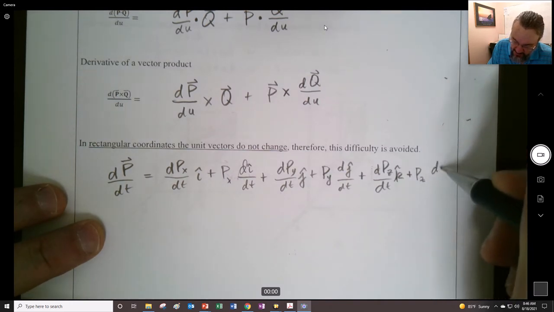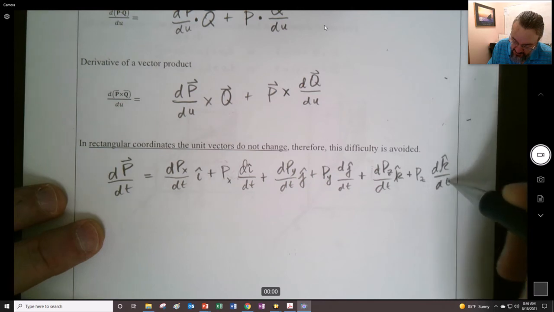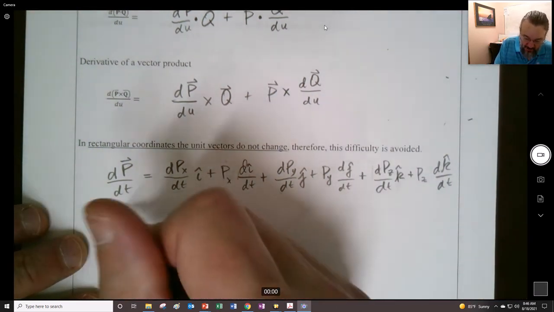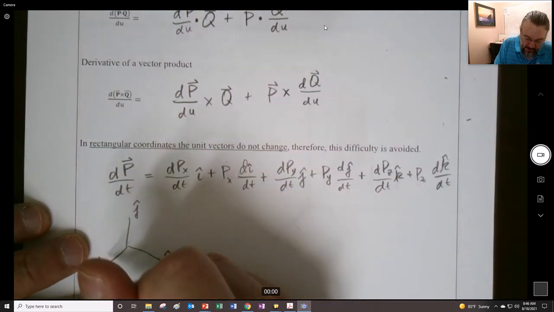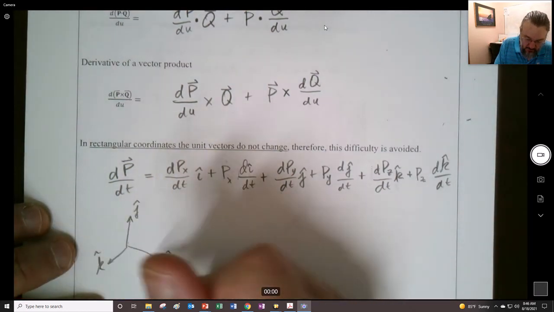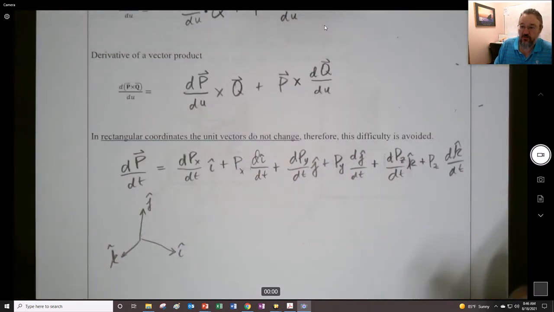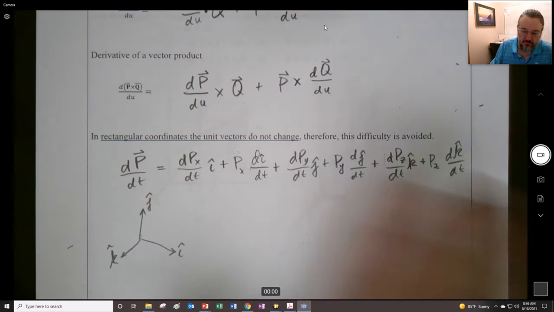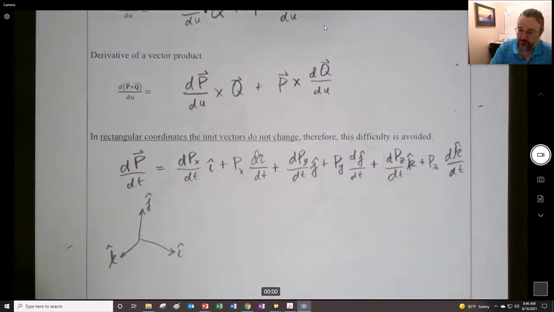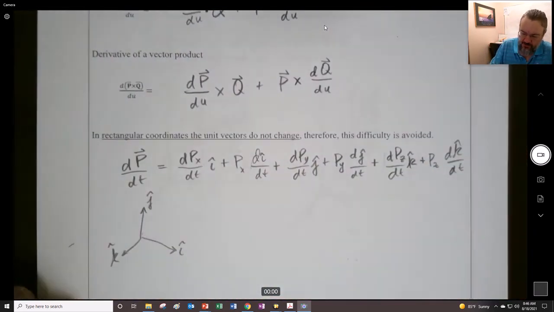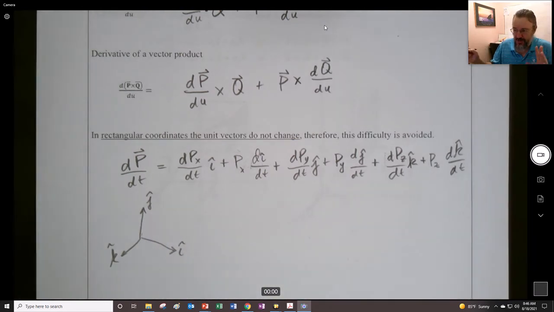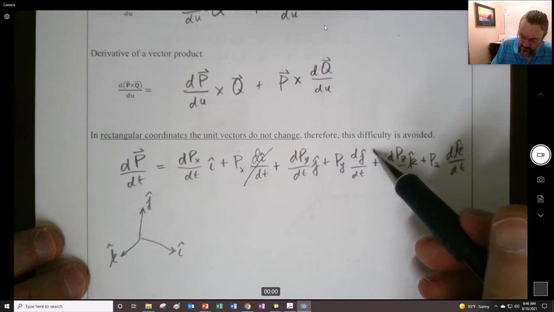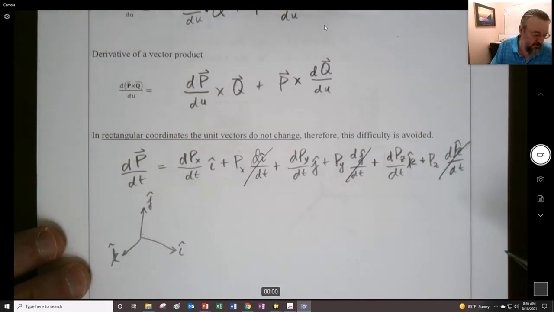pz and then dk dt. But those unit vectors i, j, and k, right? In rectangular coordinates, we just set them there. We just plop them there, right? They could shift around, they could translate, but they're not going to rotate, right? The unit vectors just establish what a direction is going to be, so they don't change with respect to time. So all of those terms go away.